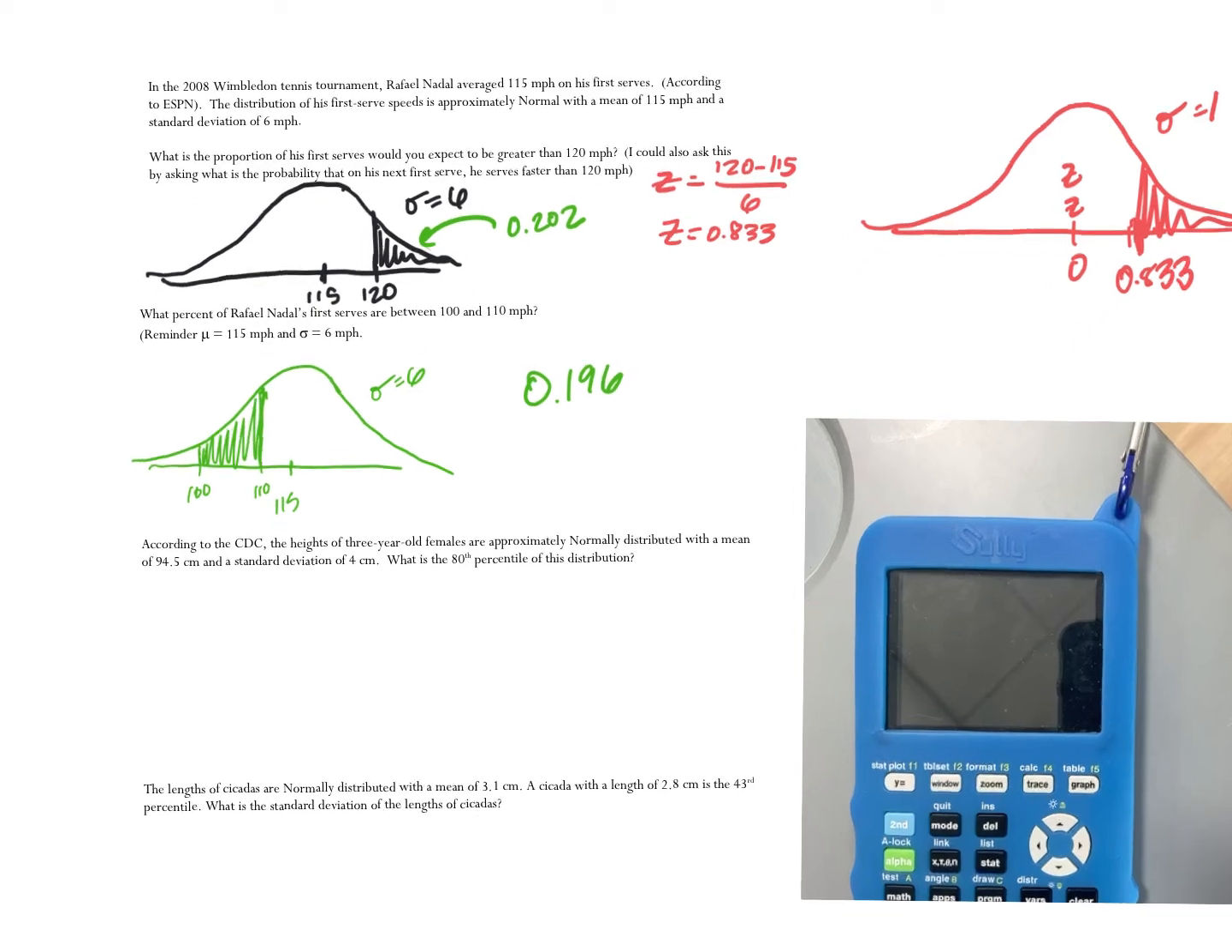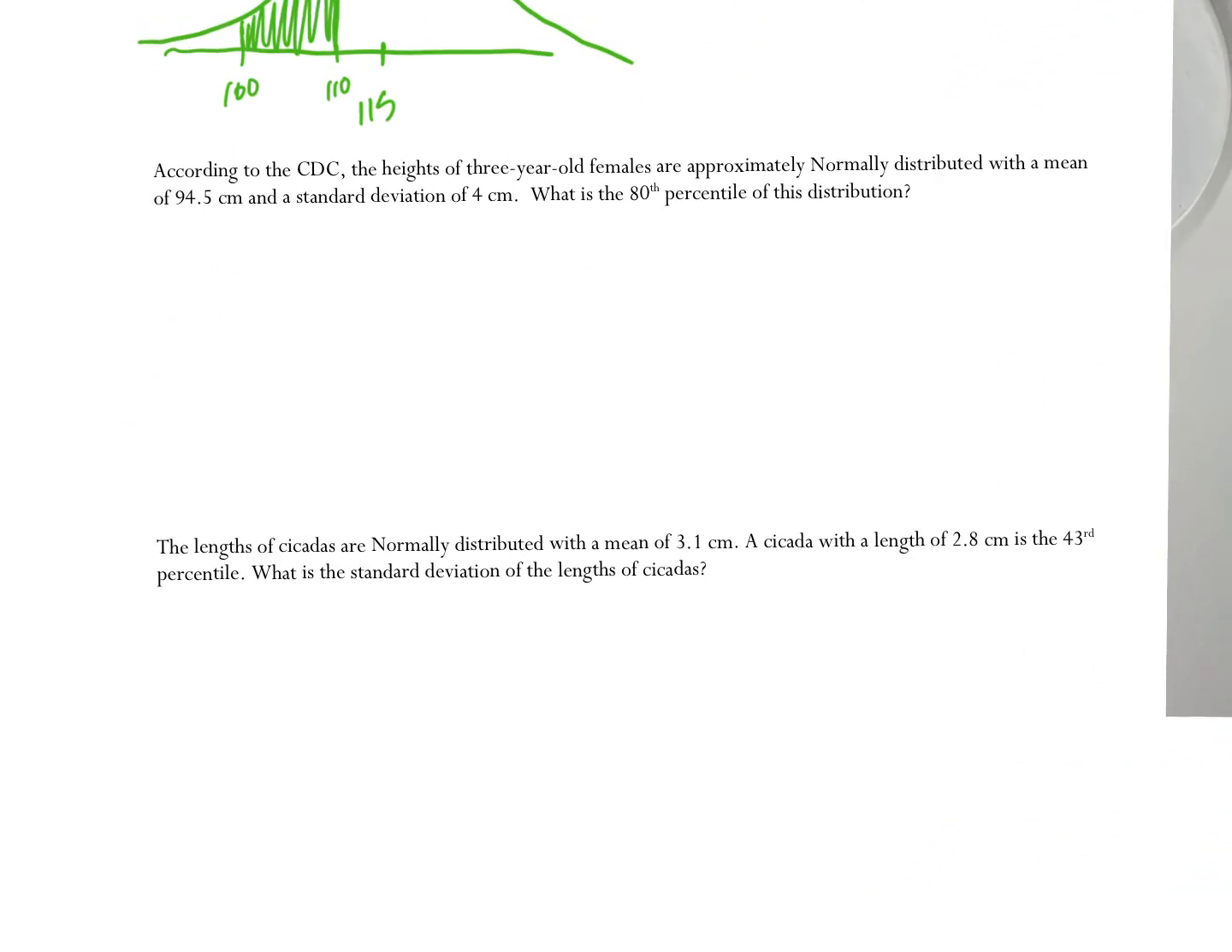All right. How about this one? According to the CDC, the heights of 3-year-old females are approximately normally distributed with a mean of 94.5 centimeters and a standard deviation of 4 centimeters. What is the 80th percentile? What do you guys think?